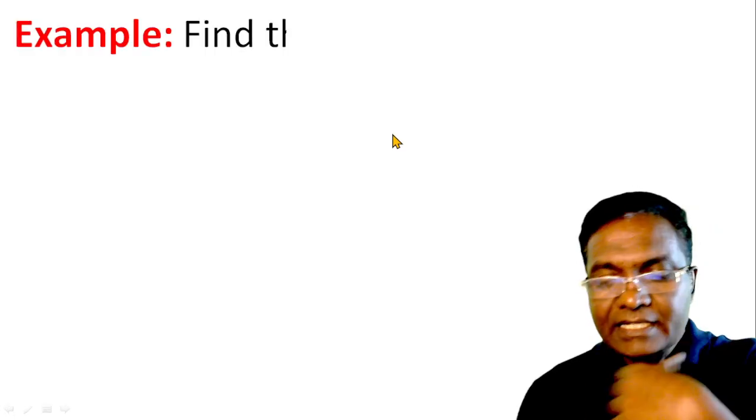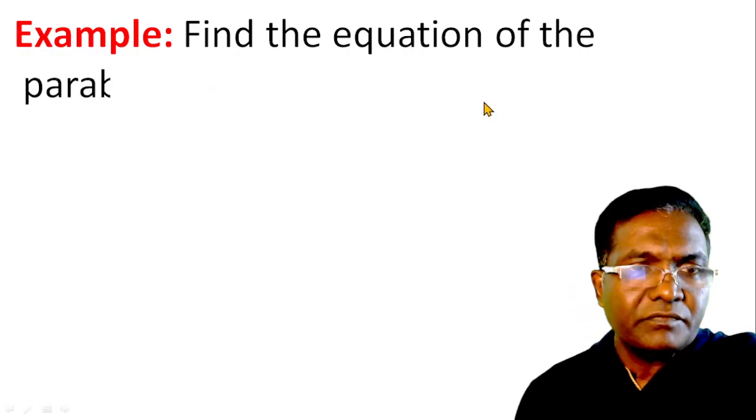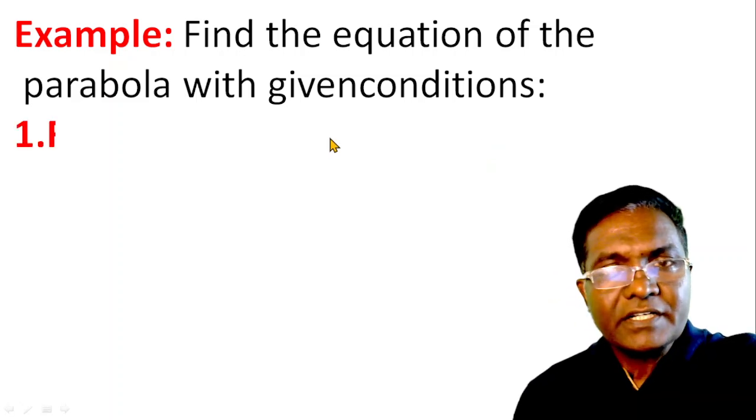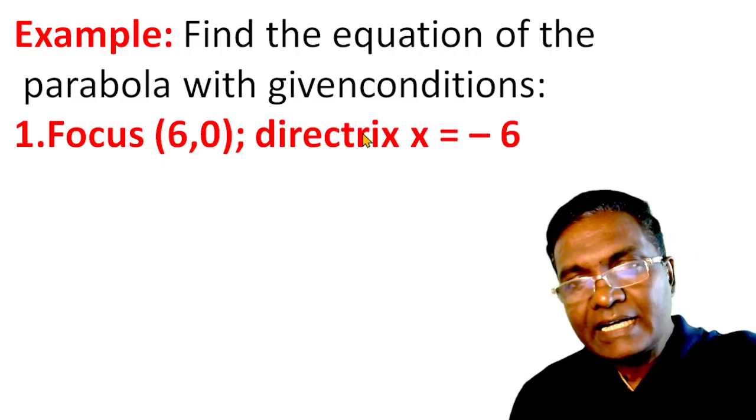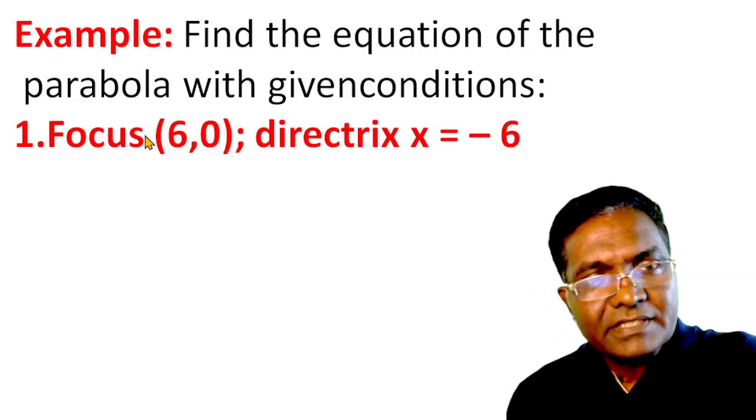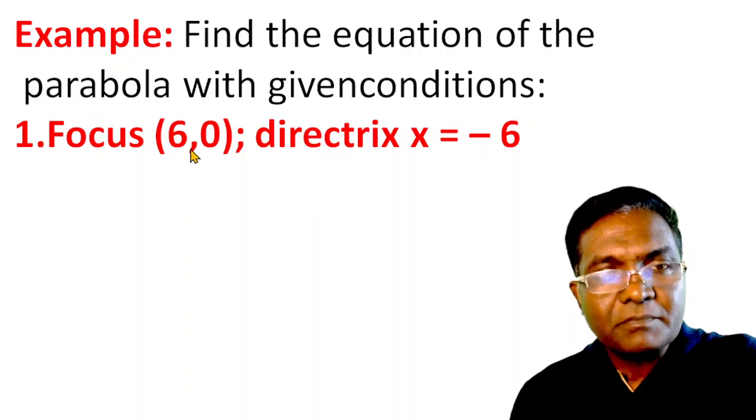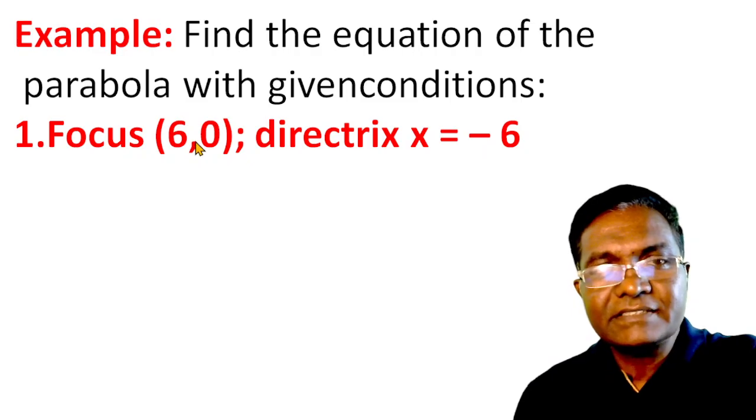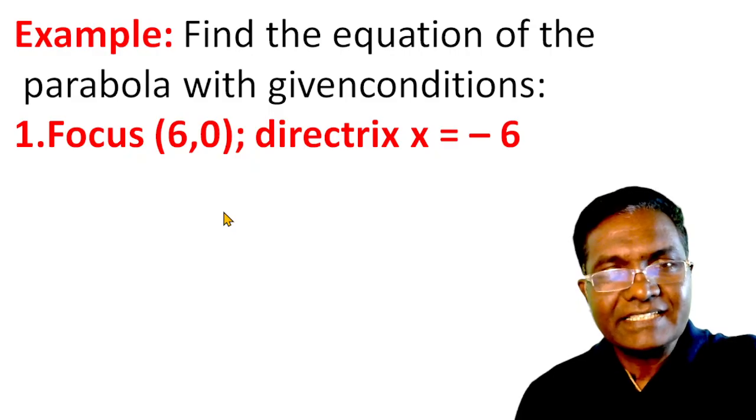Here are some simple examples. Find the equation of the parabola with given conditions. You are given some conditions. Focus is (6, 0) and directrix is x equals minus 6. Remember this, look at the position of the focus, whether it is on the positive x-axis, positive y-axis, negative x-axis or negative y-axis. So (6, 0) means it is on the positive x-axis.